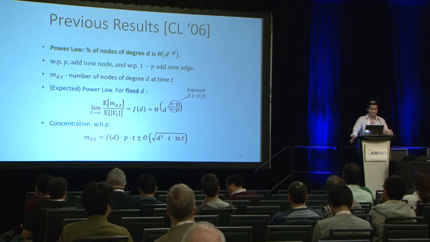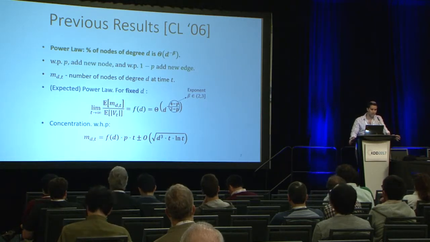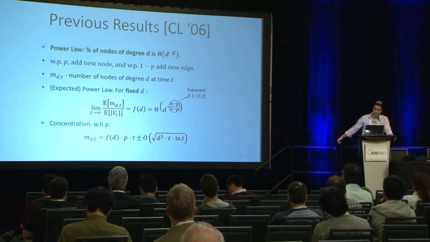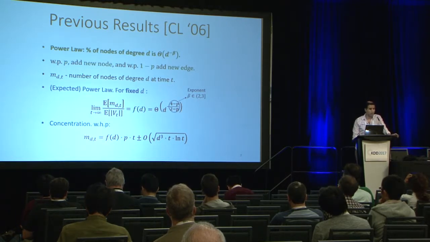And that was just for the expectation, and we also have a result from 2006 that the number of nodes with degree d is also concentrated. So with high probability, you get that function f, which I didn't mention what it is, times p times t, plus some error term. Okay, so we have these results from 2006, and they haven't been improved since.